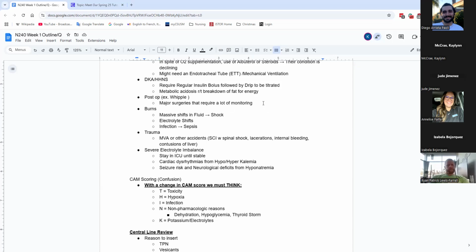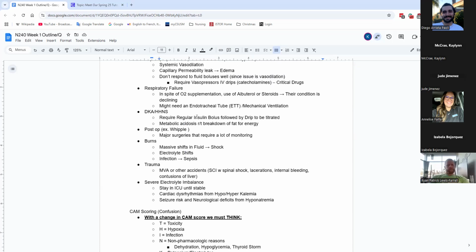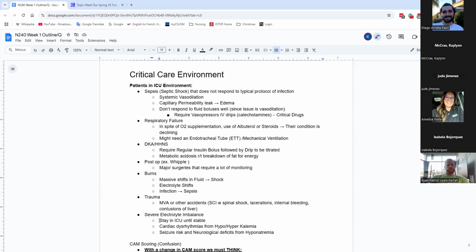Then some post-op patients like post-CABG, post-Whipple, patients that after surgery need a lot of monitoring, major burns. So here's again just a super simple idea on each of these. You don't have to know these. You'll learn more about everything listed here later, but here is just an introduction.